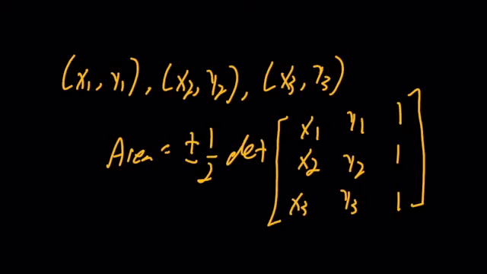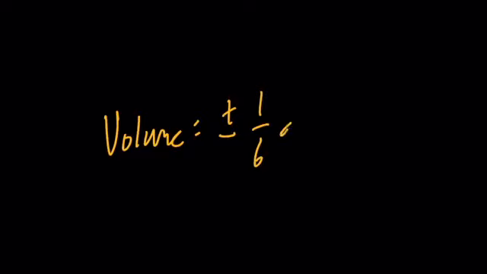Before you interject and say, what the hell? I thought we were doing the volume of a tetrahedron. Well, we are. And the volume of a tetrahedron is very similar to the equation for the area of a triangle. If we were to find the volume of a tetrahedron, it would simply look like this. The volume is equal to positive and negative 1/6 times the determinant of a few given points.